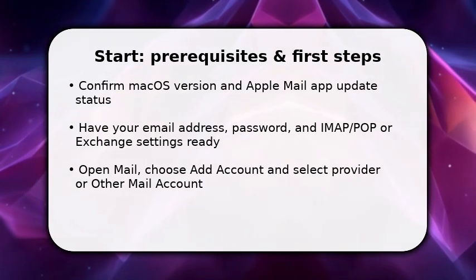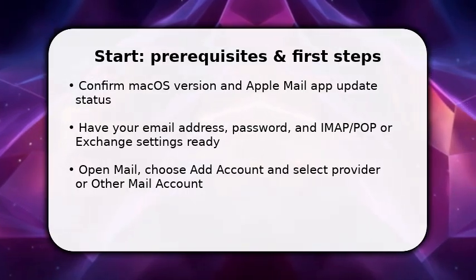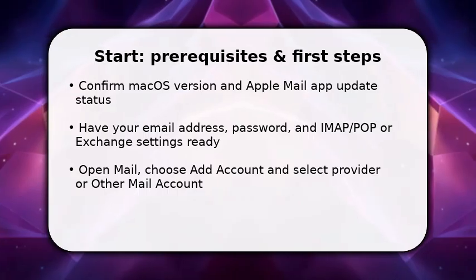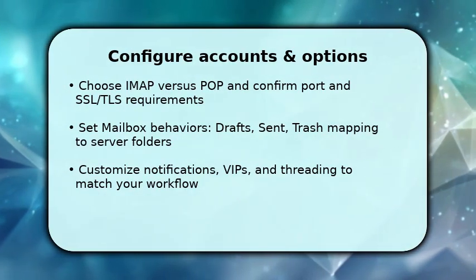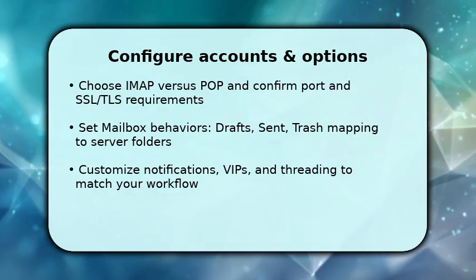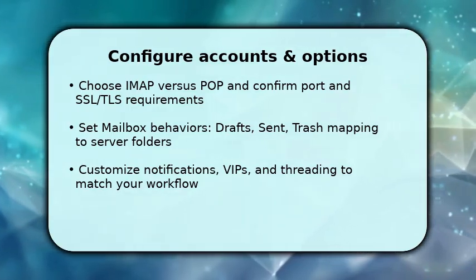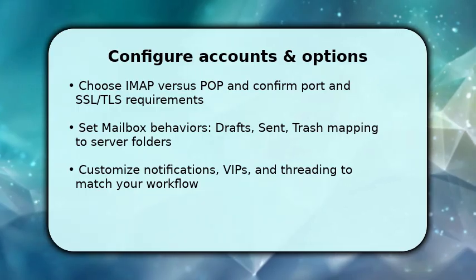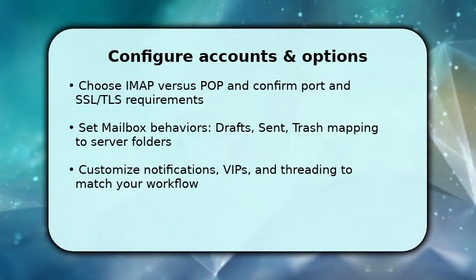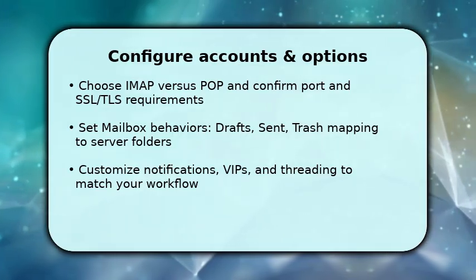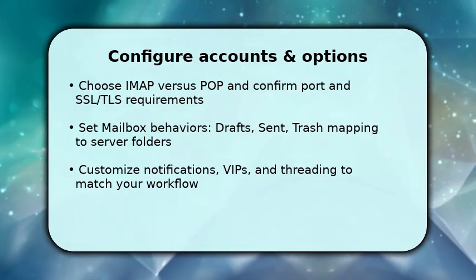Next, you configure the account details and behaviors. Pick IMAP for multi-device sync. POP only if you need local retrieval. Enter incoming/outgoing server names, ports, and enable SSL or TLS as required. Then map mailbox behavior so drafts, sent, and trash save to the server, not just locally, so messages appear across devices. Once that's set, adjust notifications, VIP senders, and conversation threading so mail surfaces important messages.